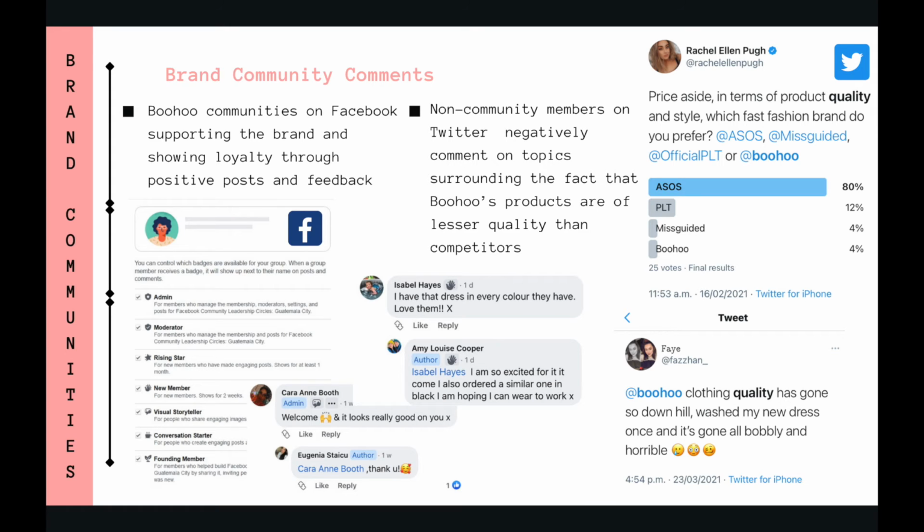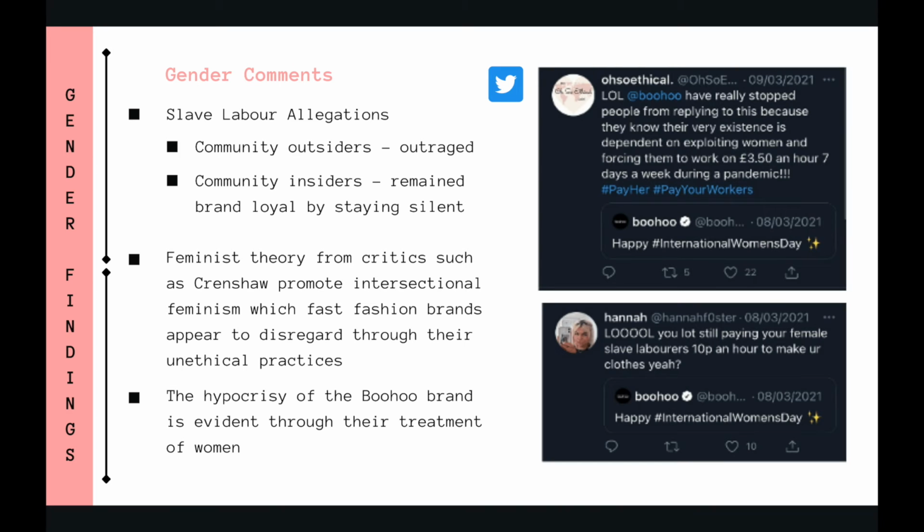However, on Twitter, non-community members were quick to negatively comment on Boohoo's products, saying they are of lesser quality than their online rivals such as ASOS, Misguided and Pretty Little Thing. Cova's linking value principle is evident here. We see the links between community and consumption used in order to identify and form links with others. In the case of the data being analysed, it seems the link is formed over shared experiences, and the users care more about the connection stemmed from the thing than the thing itself. Next, I will speak about gender.